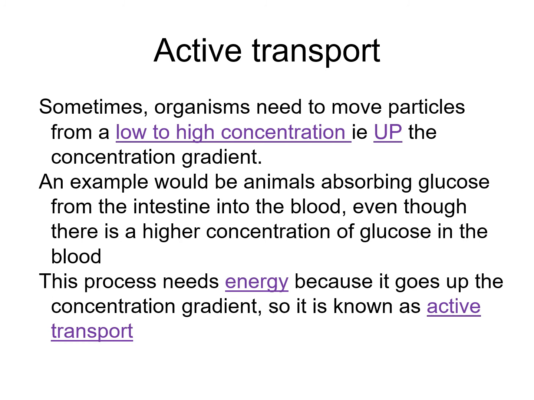Another example would be plants absorbing minerals from soil. They may well already have minerals in their roots, and there may be very low levels of minerals in the soil, but they will try and move what's left in the soil up the concentration gradient into the root. Now, this process can't happen automatically. Random movement of particles moves particles from high to low concentration, not the other way around. And so this process needs energy because it's moving particles up the concentration gradient, and so it's known as active transport. Okay, active transport means energy is being used.